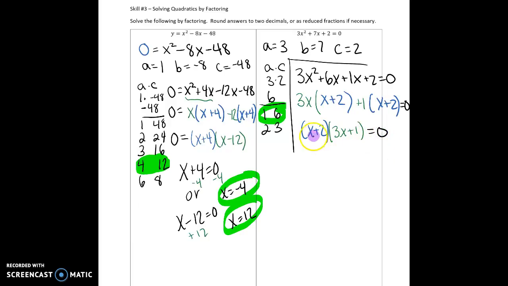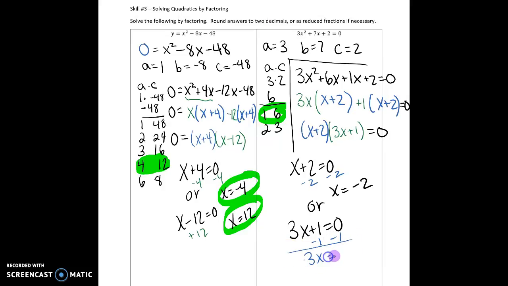Same idea: this equals 0 or this guy equals 0. So you're going to have x plus 2 equals 0, or you have 3x plus 1 equals 0. So that's why you can't just always change the sign. You have to actually know what's happening. In the first one, x equals negative 2. But in the second one, your first step is to subtract 1. 3x equals negative 1. Then you divide both sides by 3, so x equals negative 1/3.